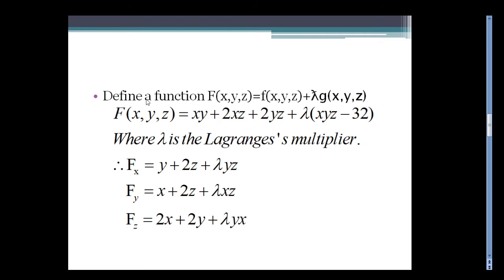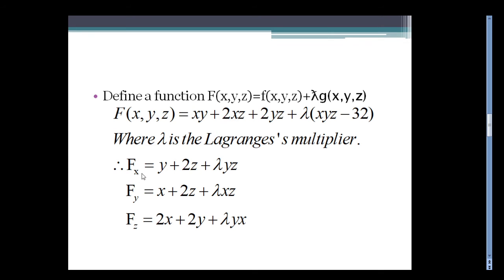So let us define a function capital F of x, y, z equal to f of x, y, z plus lambda into g of x, y, z. Now write the values. f is xy plus 2xz plus 2yz, plus lambda into g, which is xyz minus 32, where lambda is a Lagrangian multiplier. We should find the maximum and minimum value. Before finding that, we need to find the stationary points.